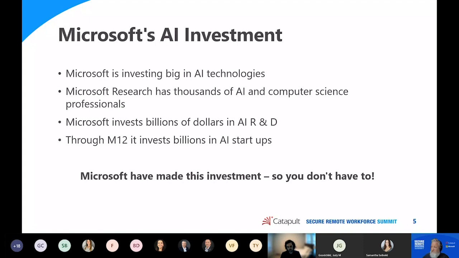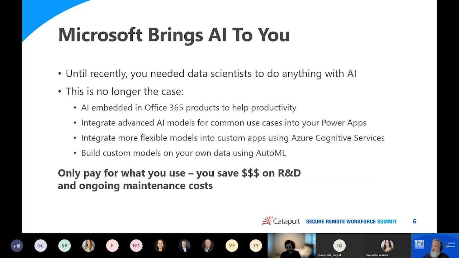So the main story here is that because Microsoft is putting all of this investment in, it makes other people who haven't made that investment still able to use those technologies. Gone are the days where you need to be a data scientist to use artificial intelligence. Thanks, Andrew.